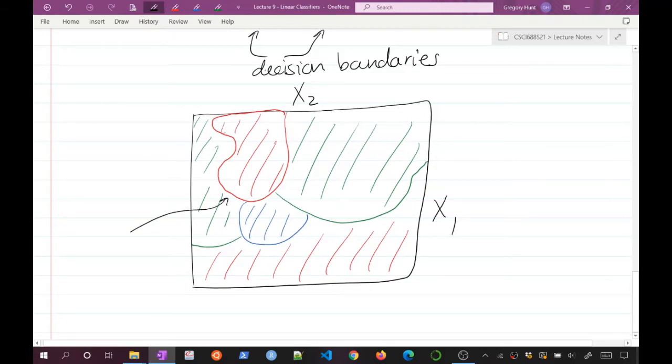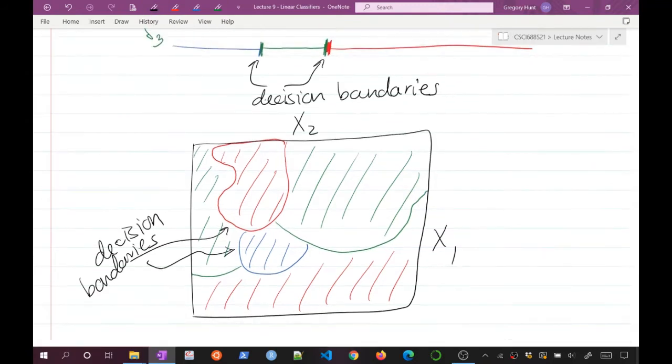So these lines here are called decision boundaries, because in this case, they're real boundaries between the places where it classifies one class versus another class. And notice that for an arbitrary, unrestricted discriminant function, delta 1, 2, and 3, you can have these arbitrary boundaries. You can have very complicated boundaries, and you can build complicated classifiers. And we'll see some of that in the lab, hopefully, today.